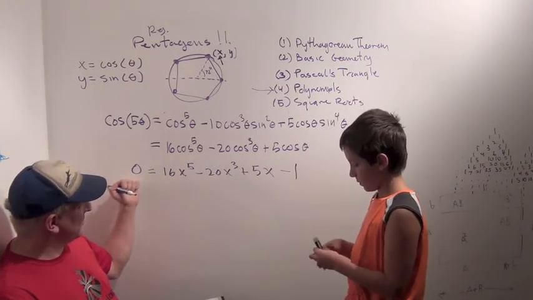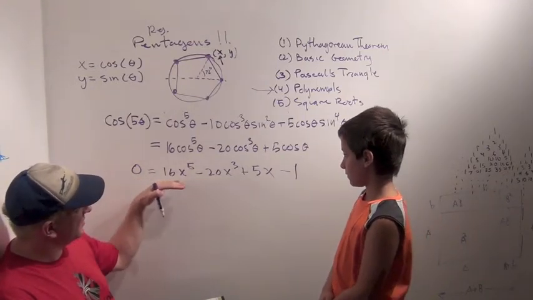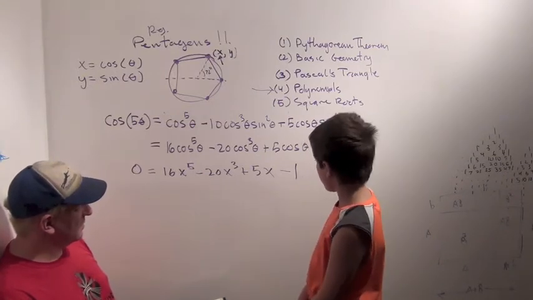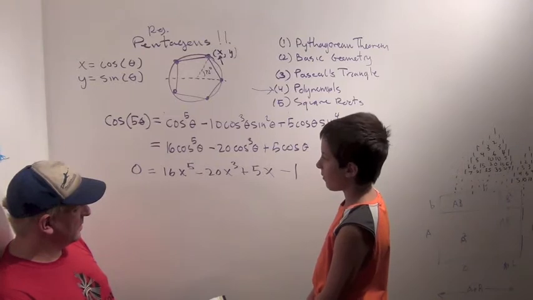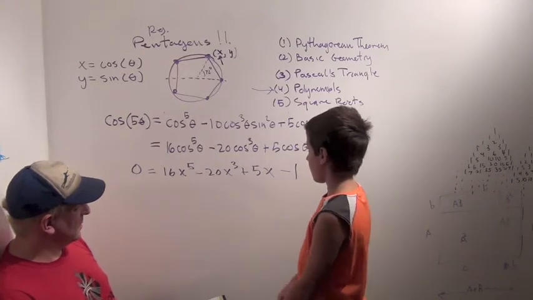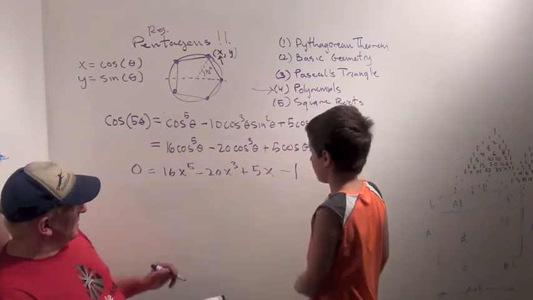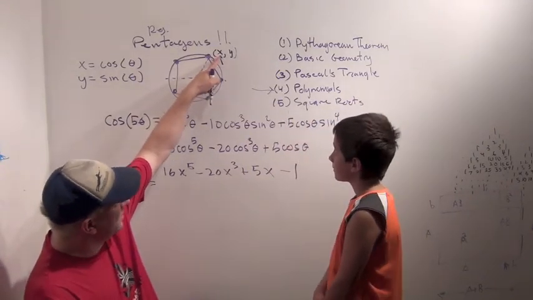So the question is, can we see any easy solutions to this? Do you see a number that solves this equation? 0 doesn't. I don't think 1 does. Let's see. Oh, 1 solves it actually. 16 plus 5 minus 21. Now, we already know that the x-coordinate here is not 1.